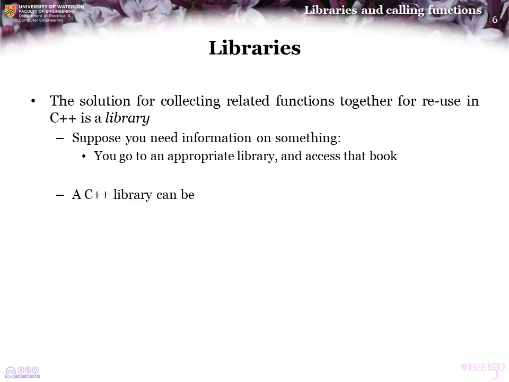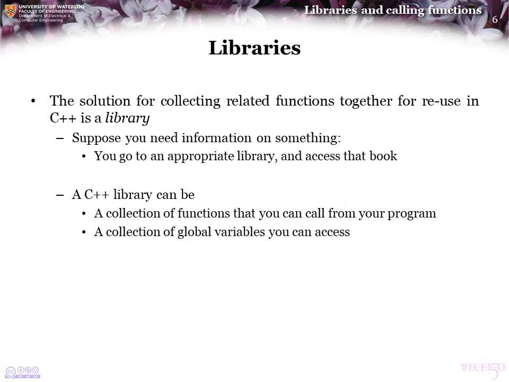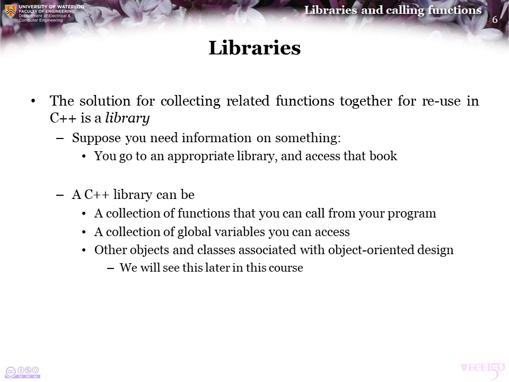In C++, a library can be a collection of functions that you can call from your program, and we'll see how to do that. For example, if you wanted to call sine of x for a specific value of x, or calculate the natural logarithm of 3.5. A library can also have a number of global variables which have specific values that you can access. It can also include, among other things, objects and classes associated with object-oriented design. Now, we have not yet covered object-oriented design, so we will see this later on in this course.